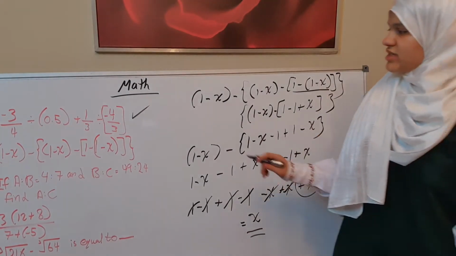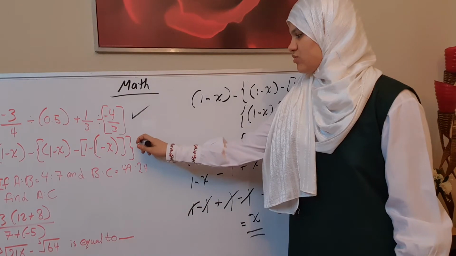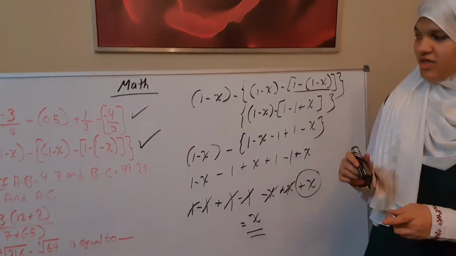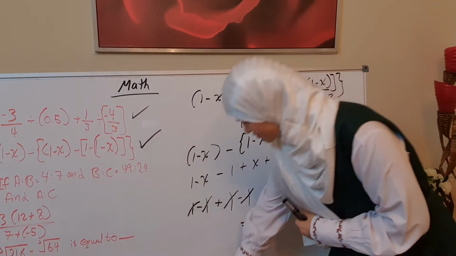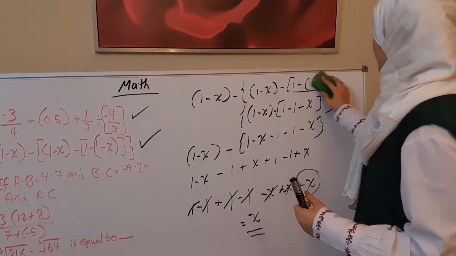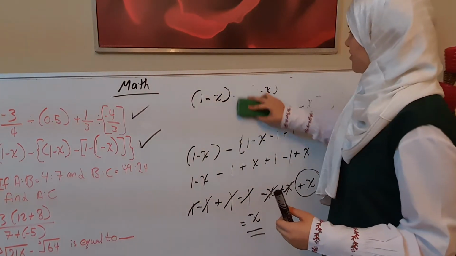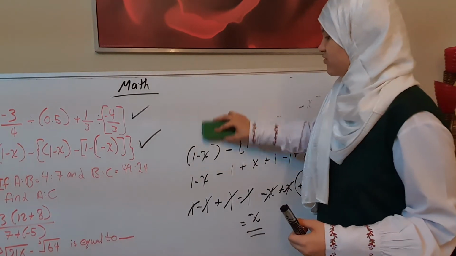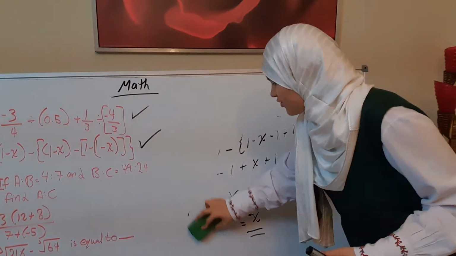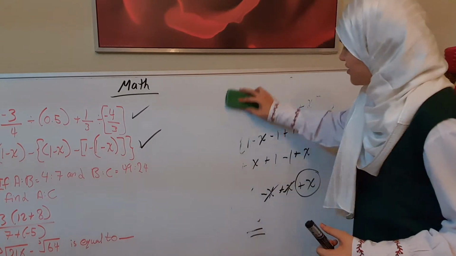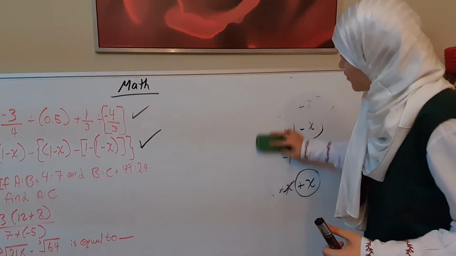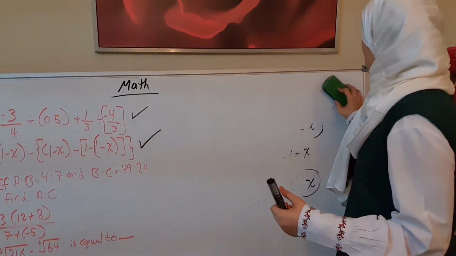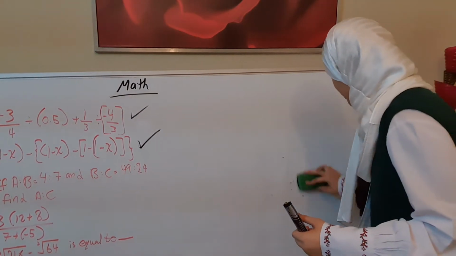So now we will take this question that also we solve it. Now the third question. The third question says that if A ratio B is equal to 4 ratio 7 and B ratio C is equal to 49 ratio 24. Find A ratio C.